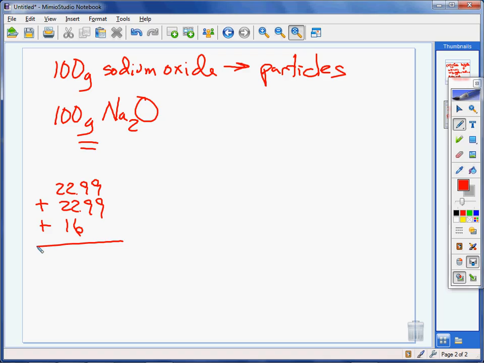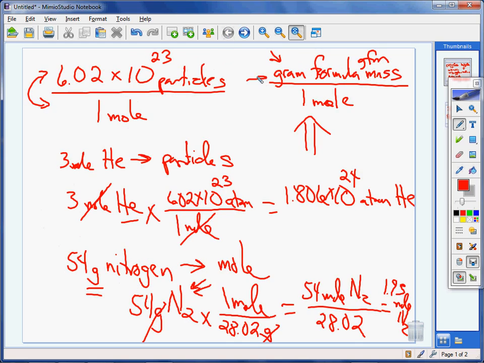Okay. So are we okay with this? So what is the gram formula mass then for sodium oxide? 61.98. And what units is that going to be in? Grams, right? Again, when we're doing the gram formula mass, it's going to be in grams.